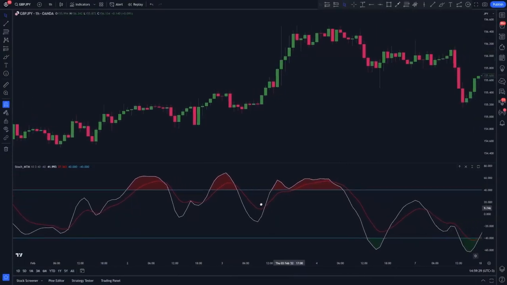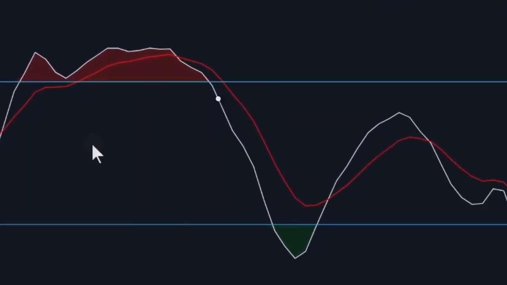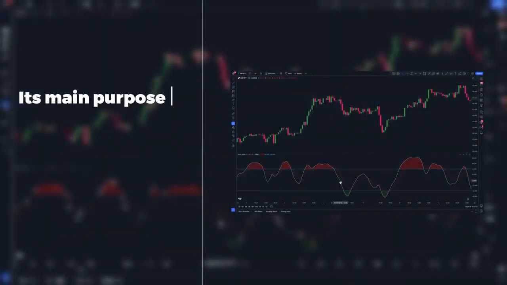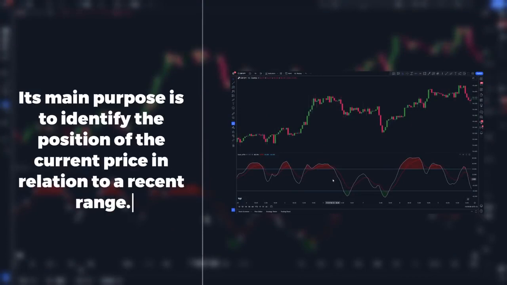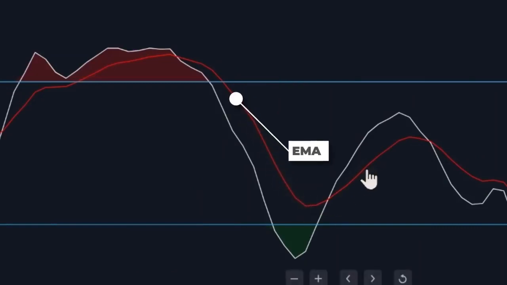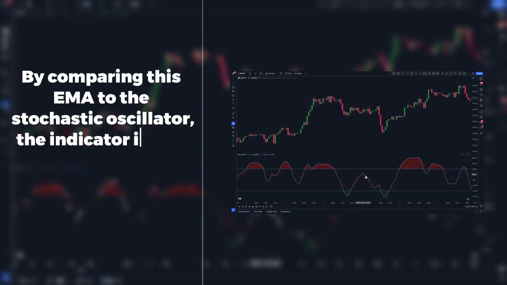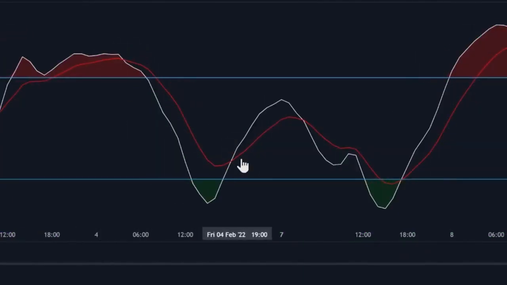Now, this indicator is made up of very few components. Let's go over them real quick. So this white line right here is called the stochastic oscillator. Its main purpose is to identify the position of the current price in relation to a recent trading range. Next, we have this red line right here. It's basically an exponential moving average, or EMA. By comparing the EMA to the stochastic oscillator, this indicator is able to determine the beginning of bullish and bearish momentum based on the crossovers of the two lines.